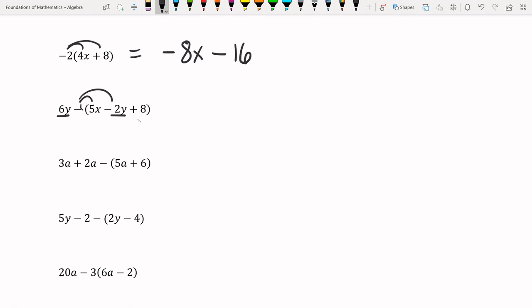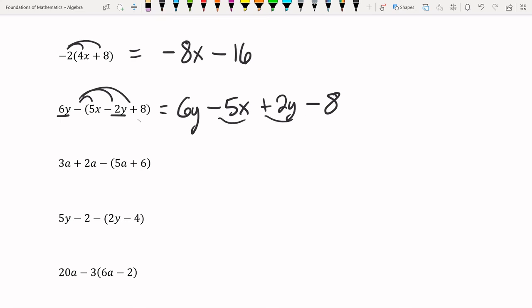So distribute the negative into there. The 6y is still the same, that hasn't changed. But now we have negative times 5x is negative 5x. Negative times negative 2y is positive 2y. And negative times positive 8 is negative 8. I just flipped the signs on the 5x, negative 2y, and positive 8.